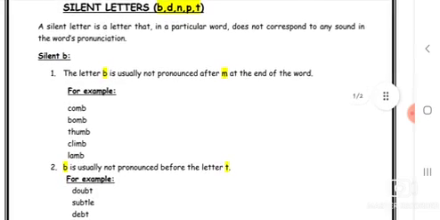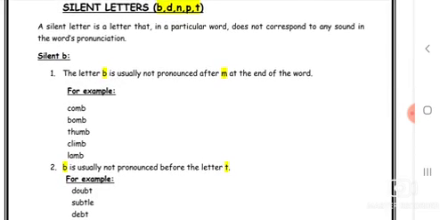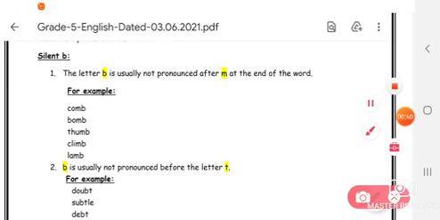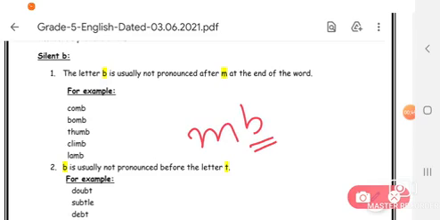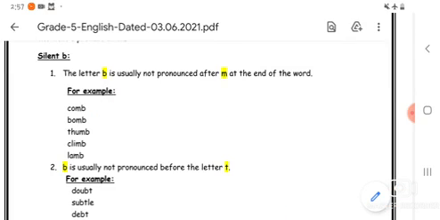So let's learn about silent B. The letter B is usually not pronounced when it is at the end of the word and the letter M precedes it, like comb, bomb, thumb, climb, lamb. In all these words, the letter B is not pronounced.